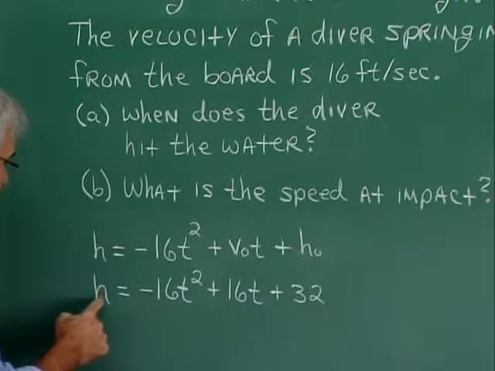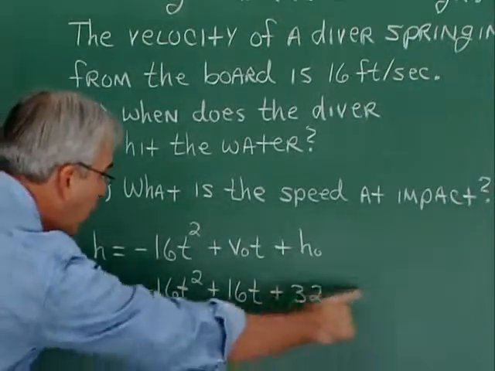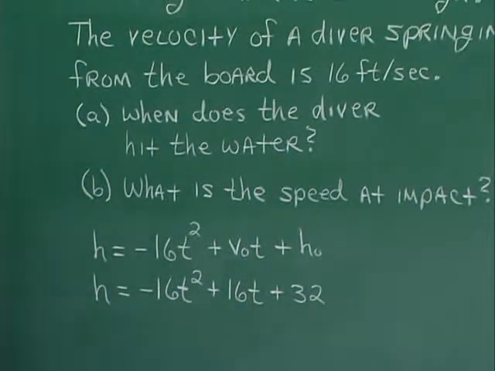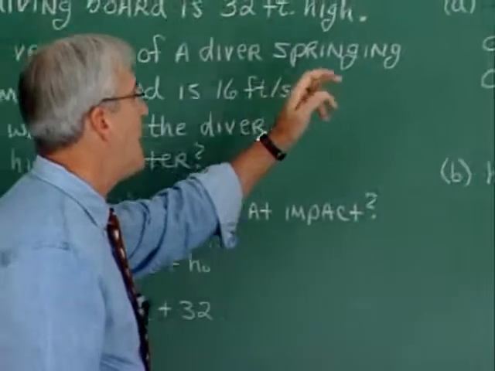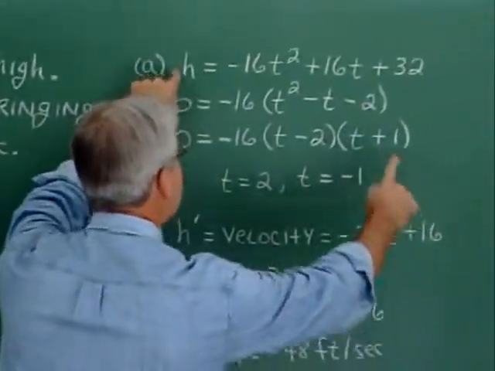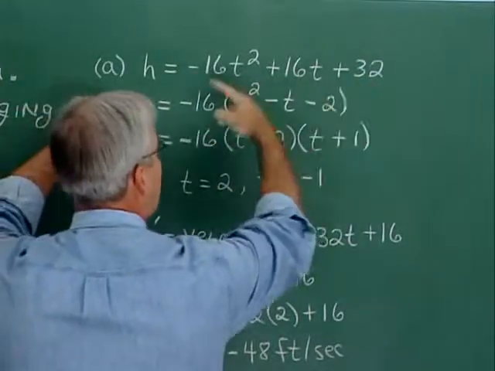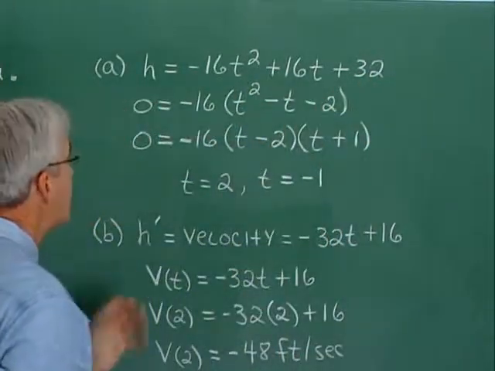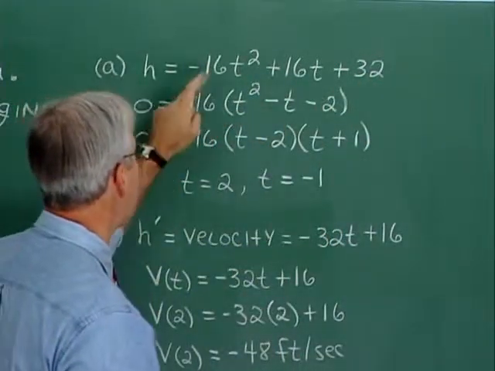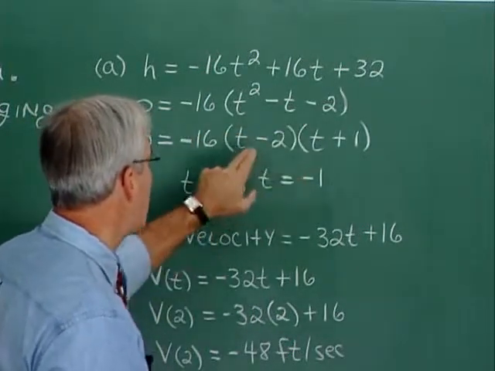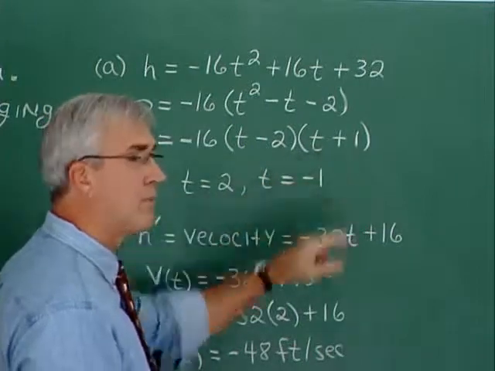You see, just replace h with 0 and solve this for t, time, and we'll have what we need. All right, let's do that up here. So the a part, we start with our height equation, and we replace h with 0, and then we solve. Now we see that we have a quadratic relationship, so we solve by factoring, take out the common factor negative 16, we're left with this. Factoring the trinomial, we get t minus 2 times t plus 1.